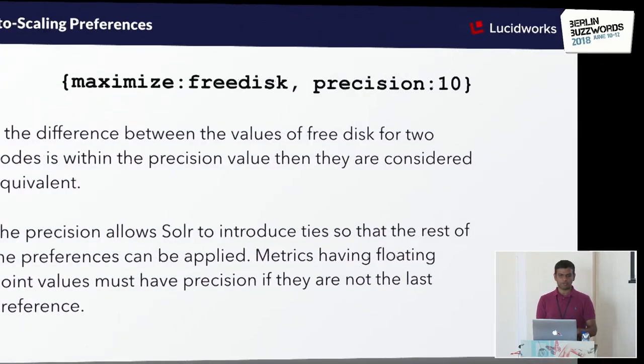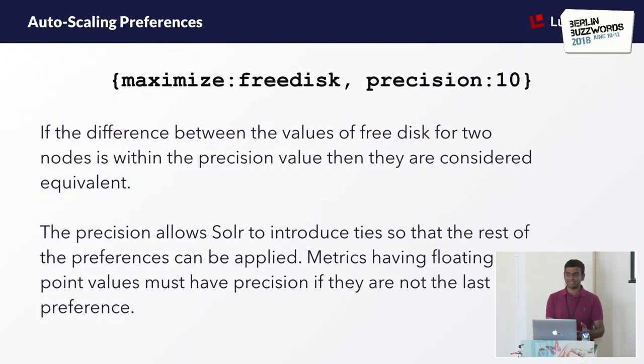Okay, so there were criteria in this syntax where you don't want to judge two Solr nodes if their disk space differs by like a gigabyte or like 5 gigabytes, right? That might be some intermediary, that's not enough reason to say node one is more important than node two. So we also have this option called precision, where you basically tell Solr that if it's within a precision level of, in this case, 10, then both nodes are treated equally, right?